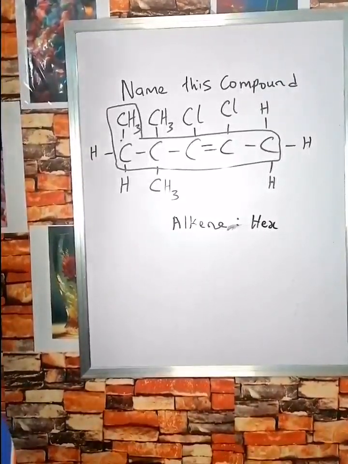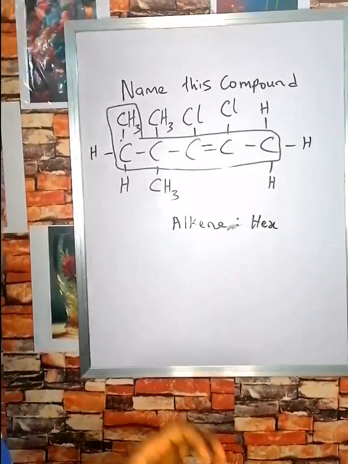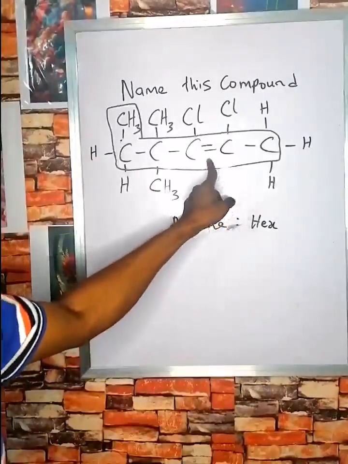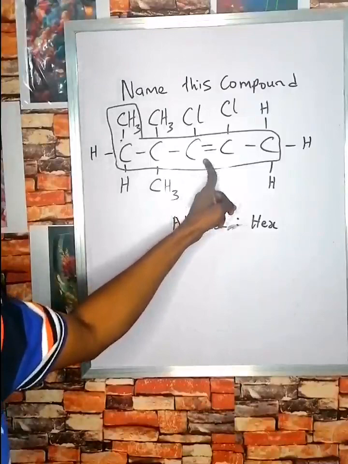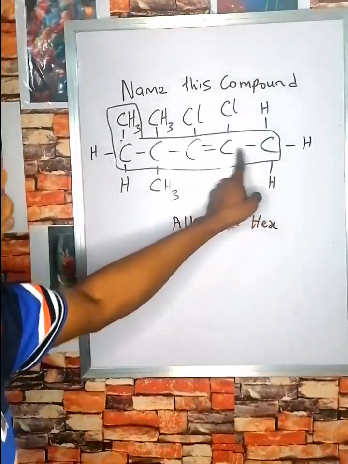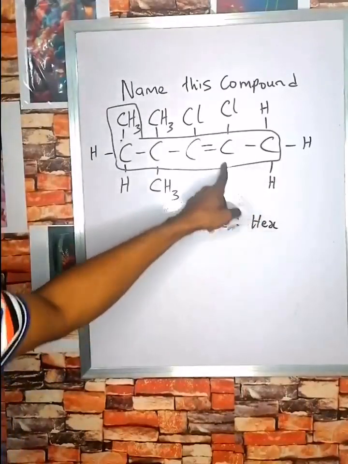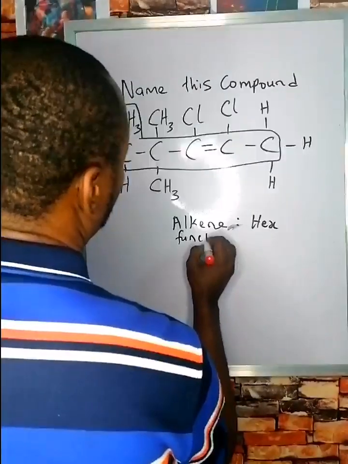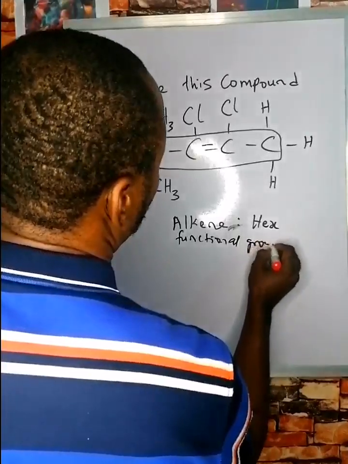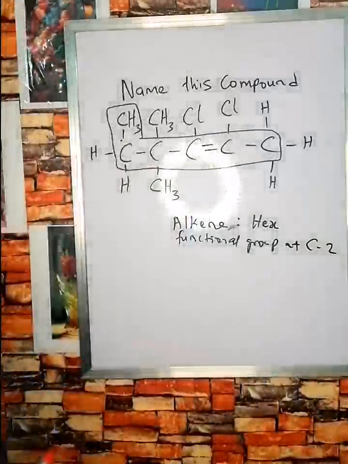Now what you need to take note of is where the functional group is located. You count the compound from the end where the functional group bears the lesser number. This is the functional group here. If you count from here 1, 2, 3, 4, you see the functional group is at carbon number 4. But if you count from here 1, 2, the functional group is at carbon number 2. So this is where it's correct for you to count. So the functional group is at carbon number 2.